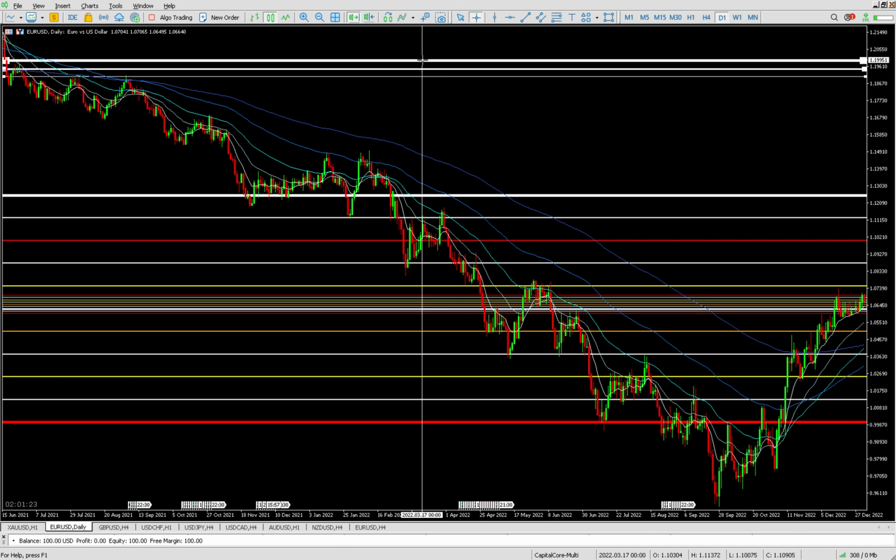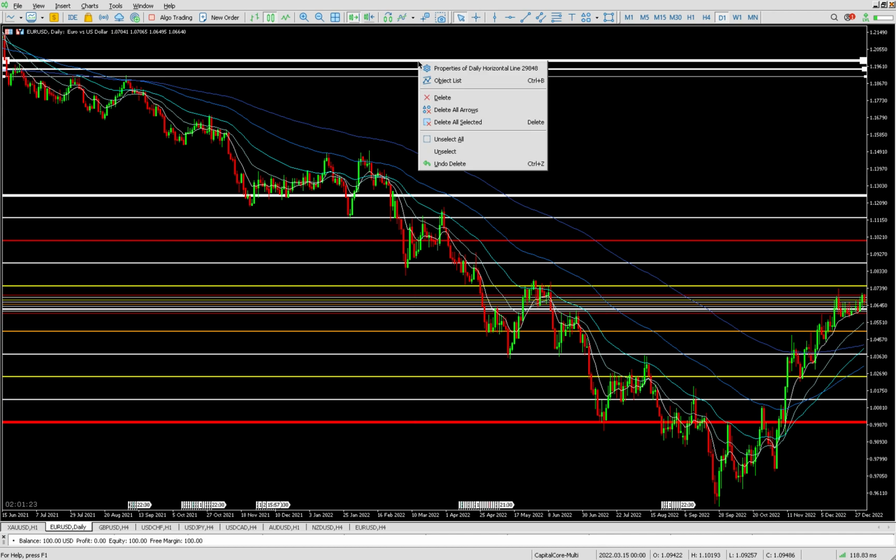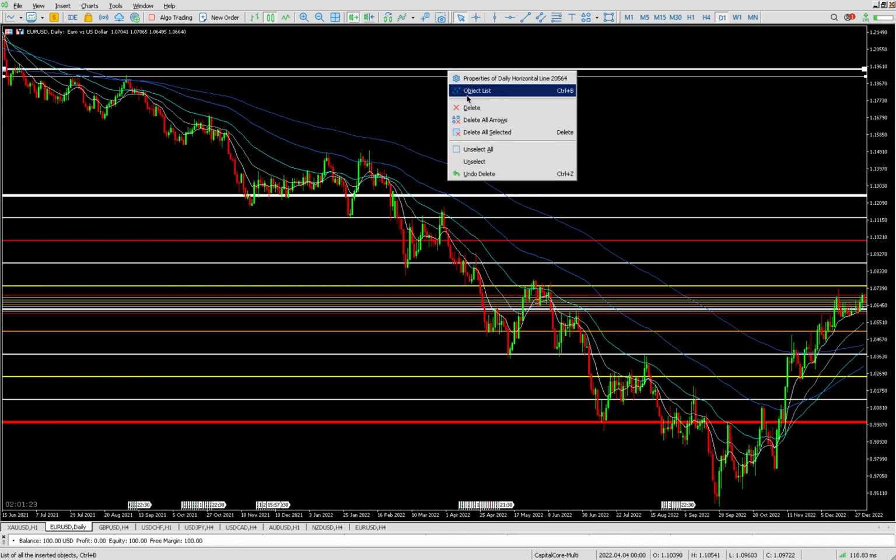This would be used for the 100,000 point high time frame QTL, or quarters theory levels. This would be for the 10,000 point medium time frame QTLs, quarters theory levels. This would be for the 1,000 point low time frame QTLs, or quarters theory levels. Okay, delete these.